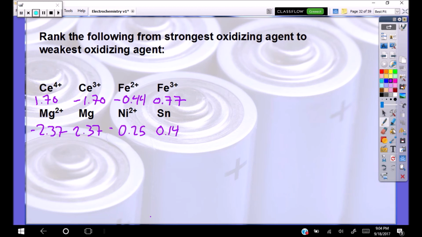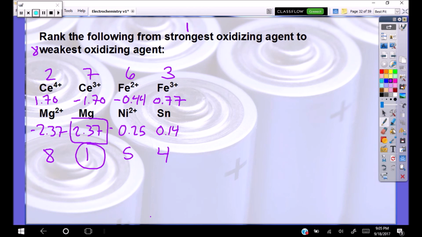So those were the voltages. So if I had to rank 1 being the strongest and 8 being the weakest, it would end up in this order: 2, 7, 6, 3, and then here would be 8, 1, 5, 4. This one is the strongest because it's the largest and most positive. This one is the weakest because it is largest and most negative. And then we rank in order from there.